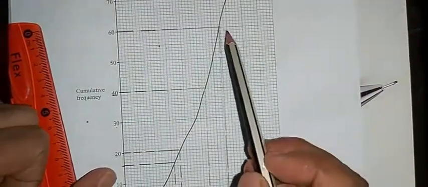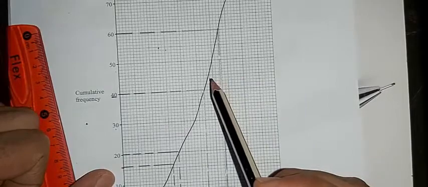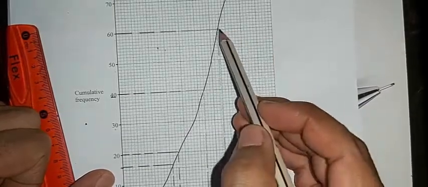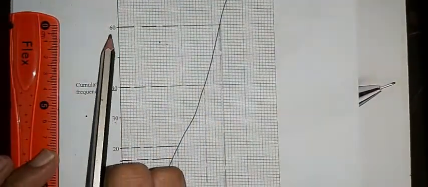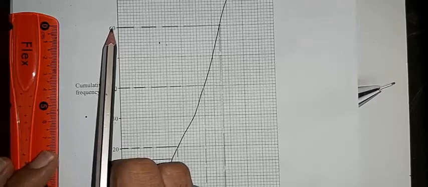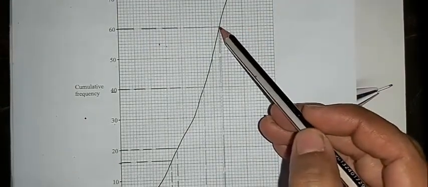So this value here, I think it's 61. It's not 60, because when we found Q3, the upper quartile, 60 girls was 65 seconds. Here we have 66, so it's 61 girls, and up to 80 girls.